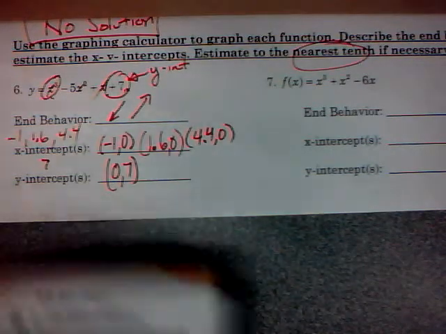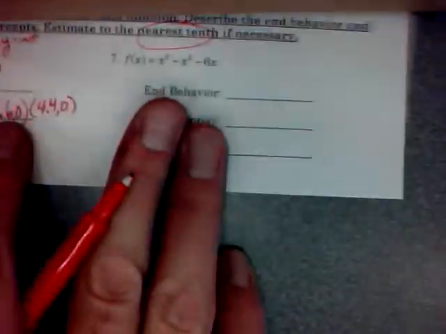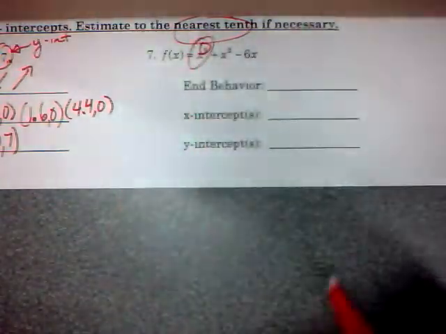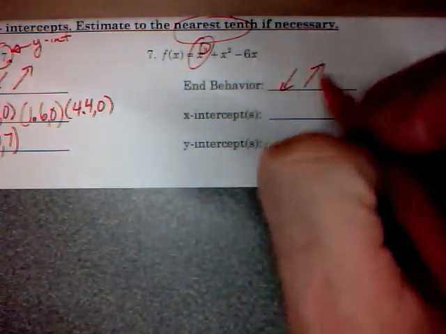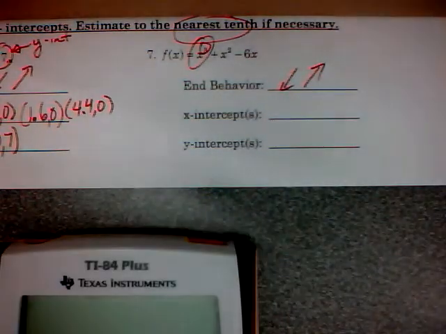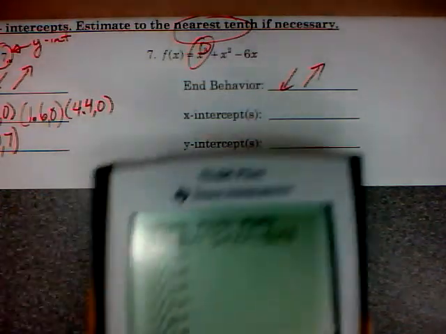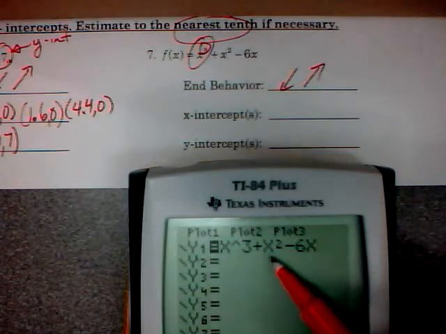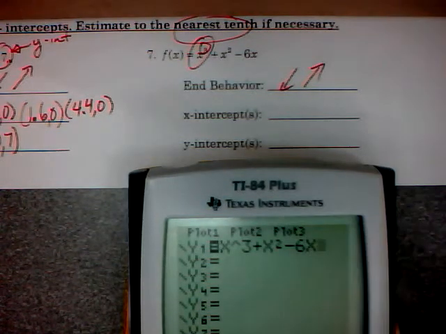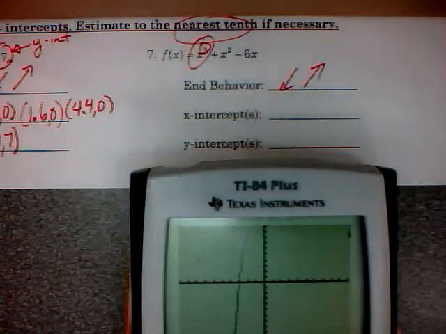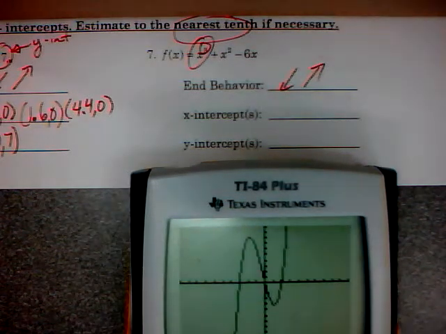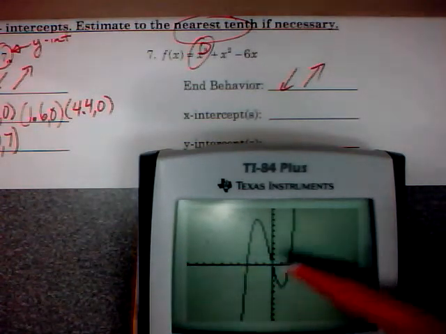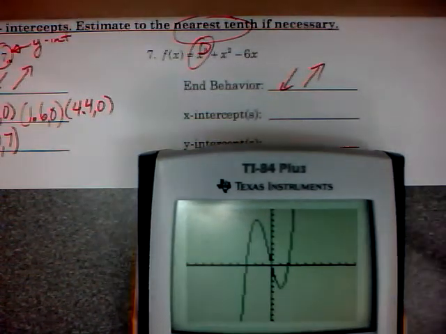Okay, so let's do one more. Let's do number 7. The end behavior, since this is a third power and it's positive again, is the same. It's going down, then up, and you could always verify that on your calculator when you hit graph. So here's my equation typed in, x to the third power plus x squared minus 6x. Hit graph. If you need to rezoom, hit zoom 6. And this one looks pretty nice. Looks like this is at -3, that's at 0, and this is at +2.